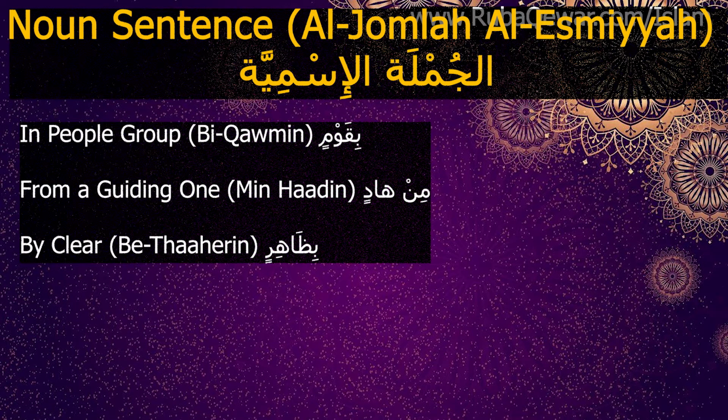بظاهر. حرف جر. صحيح. And ظاهر. This is اسم مجرور. علامة means sign, and the sign of the جر is تنوين كسر. صحيح. Very good.